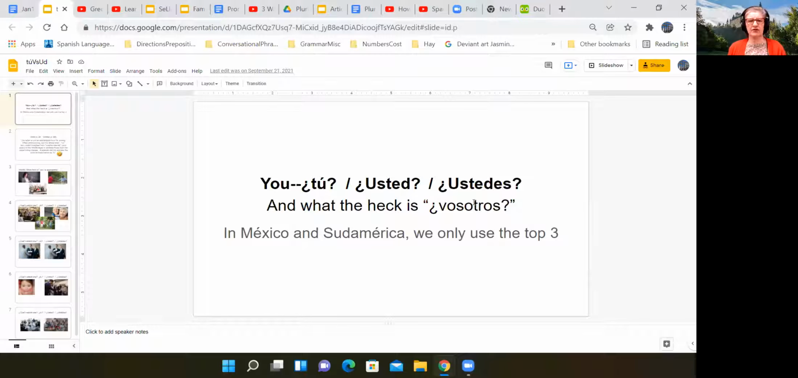And what the heck is vosotros? You will not use vosotros unless you go to Spain, by the way. Spain is the only place where they use vosotros. Vosotros is the plural of tú. It is the ustedes, the plural you, but the plural of tú, the familiar one. In Spain, they use it all the time, all over the place.